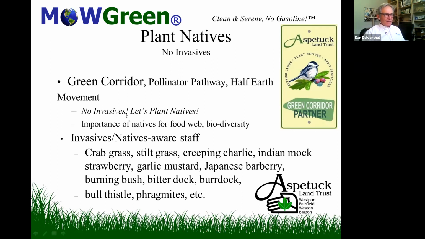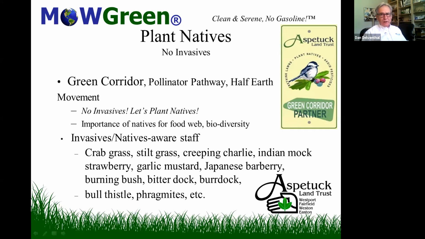And the importance of natives for the food web is probably everybody understands that, but it's not just about helping the insects, which helps the birds, and helping the birds and having habitat, but it's also about having the food available at the right times. So bloom sequences should be continuous. And there's a lot of expertise that we're trying to develop and a lot of partners we work with, a lot of resources available from folks like Aspetuck and pollinator pathway groups to help guide and plan, and we do some of it ourselves.